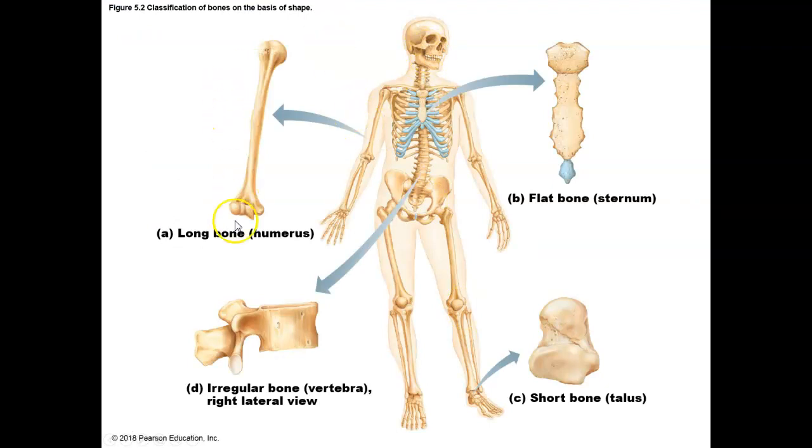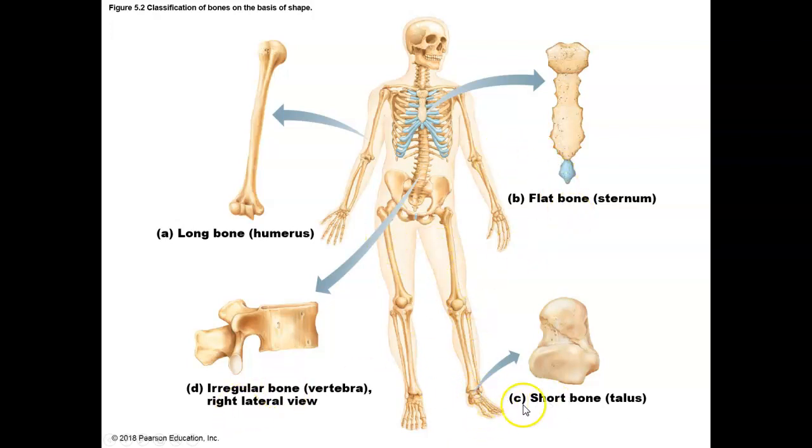So here's an example of a long bone. All of our appendage bones in general are long bones. So I shouldn't say that, that's not really true. All of our arm and leg bones are long bones. So we have the humerus, the ulna, the radius. We have the femur, the tibia, the fibula. All of our digits are long bones. So these are also long bones, and our toes and stuff.